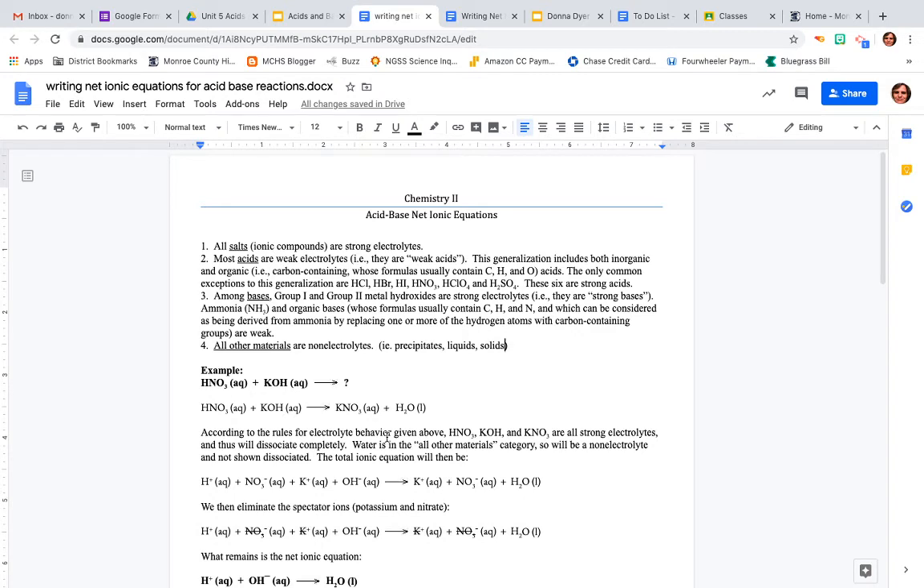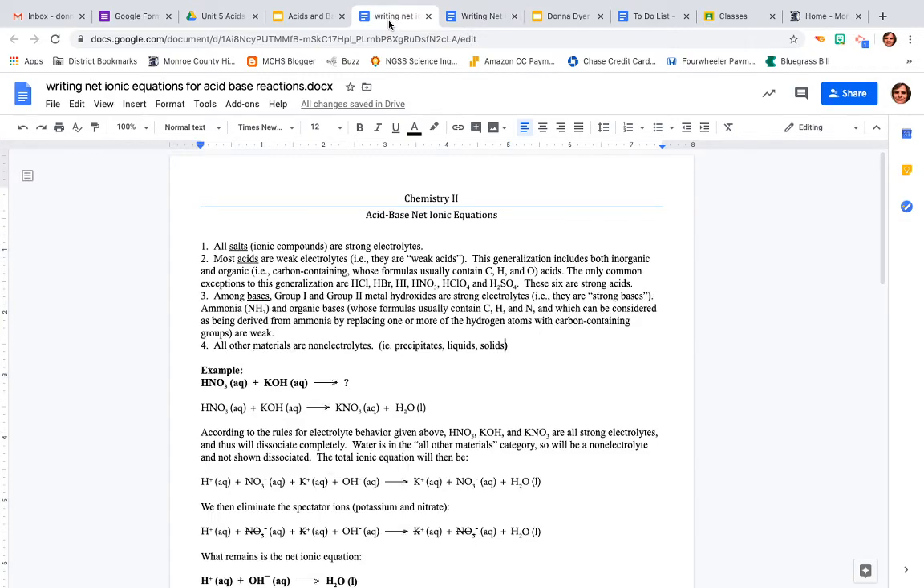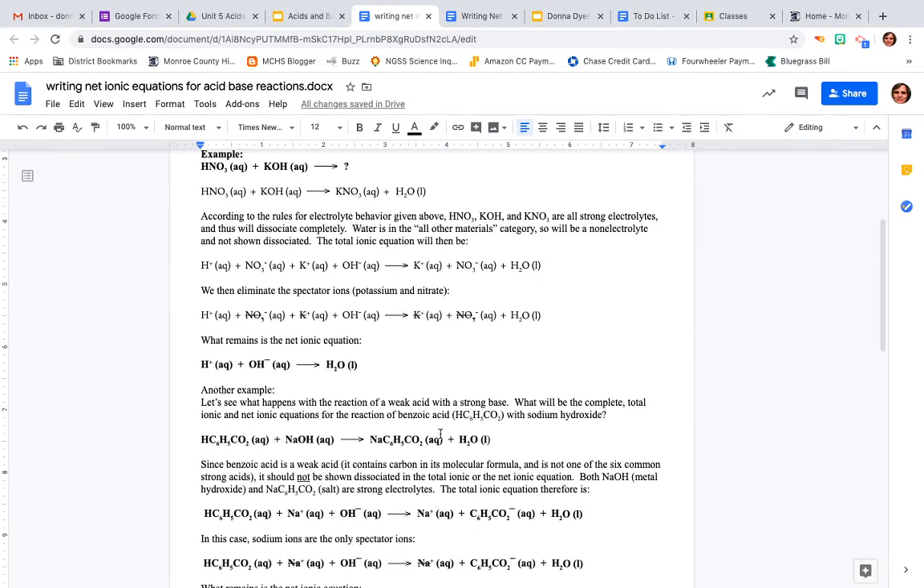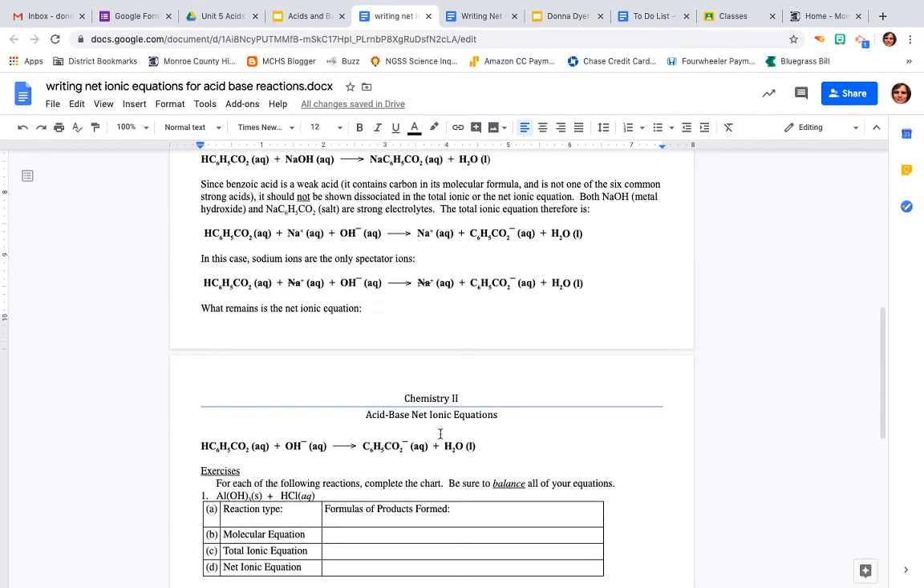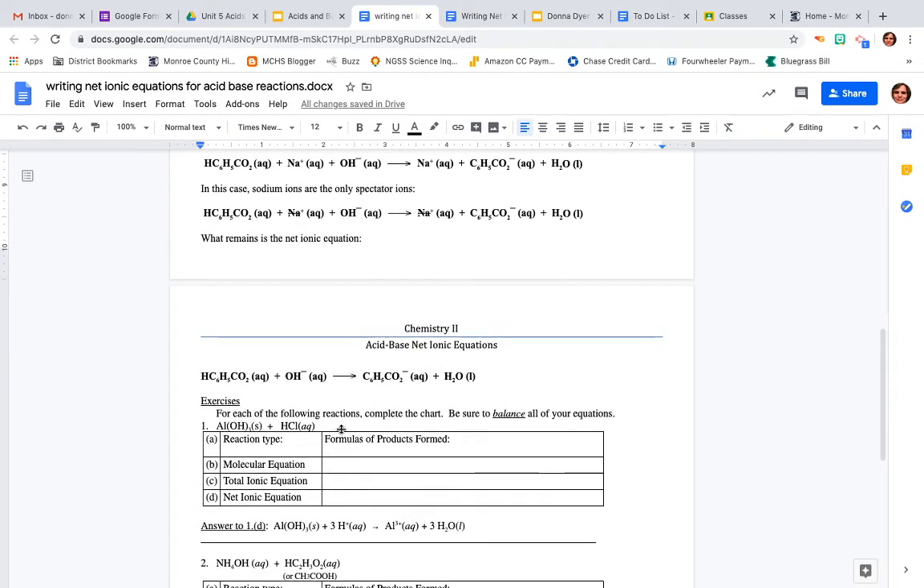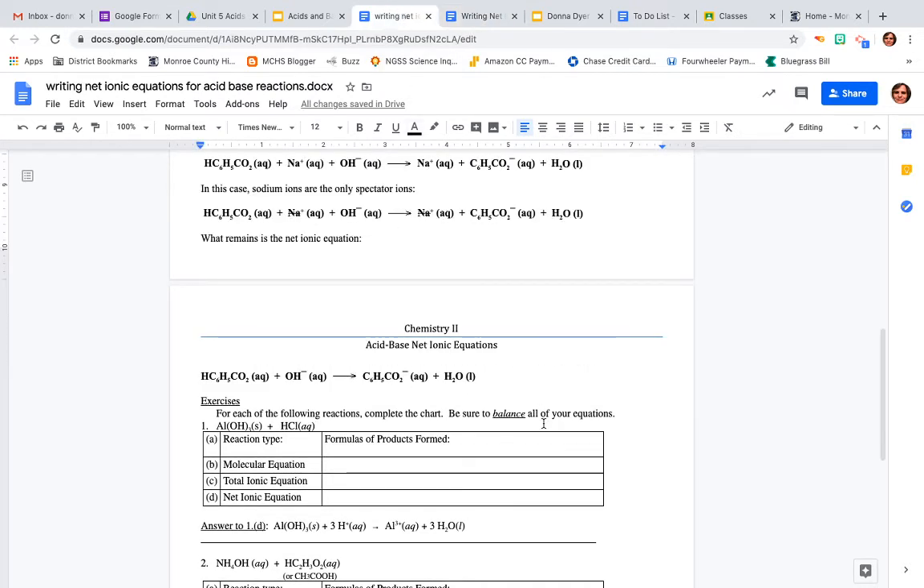So now what I'm going to be asking you to do, if you look at yours, is you're also going to have to predict the products. Again, remember these are double replacement reactions. Do not forget to balance the equation before you do all this. So I want to go down here and find an example. We may just go ahead and do this first one here for you. That's actually on your document. So we'll do the first one together.